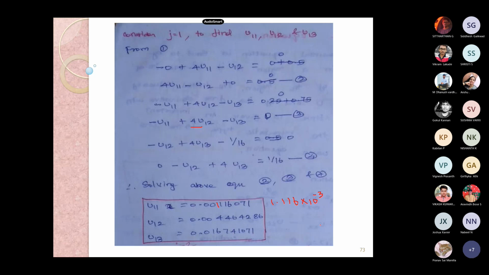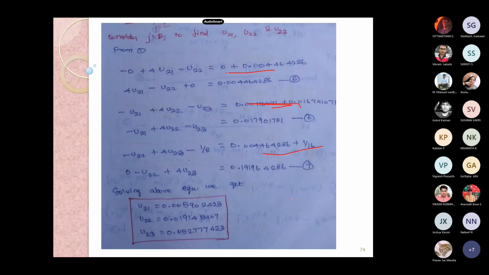4.4642 into 10 power minus 3. 4.46428. Okay, then 1674. It's correct. Okay, fine. Then it is absolutely wrong. You please join the one. Now I think here also I have applied in some other way. This has to be refined.